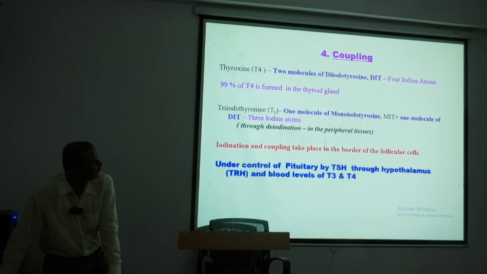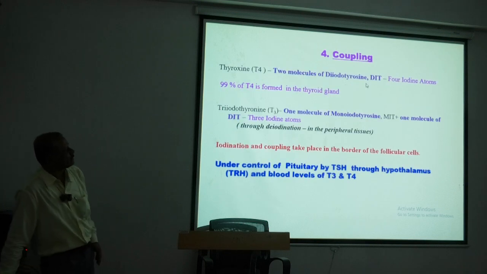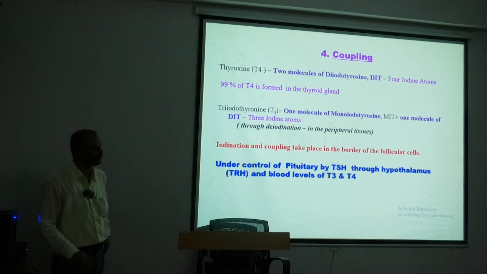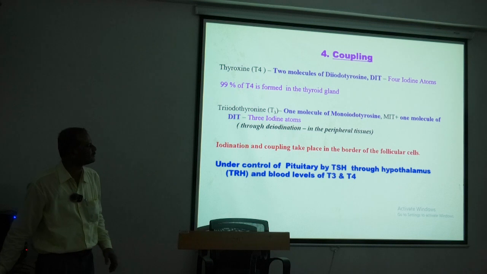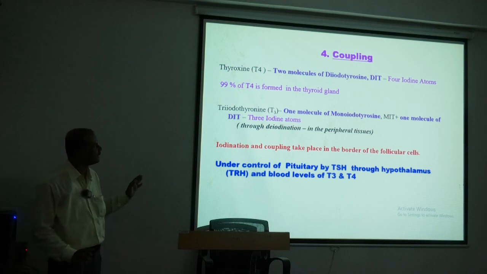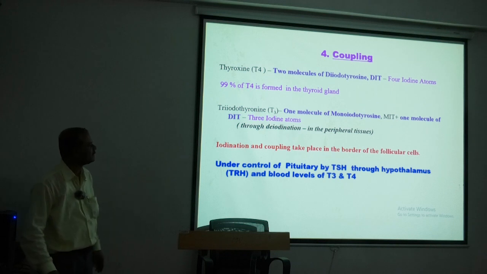So this coupling, as I told you, of two molecules of diiodotyrosine forms T4, which has 4 iodine atoms, and 99% of the T4 is formed by the thyroid gland. This 99% figure I've taken from D.M. Vasudevan's book. Triiodothyronine means one MIT and one DIT. You must tell this properly during your examination.